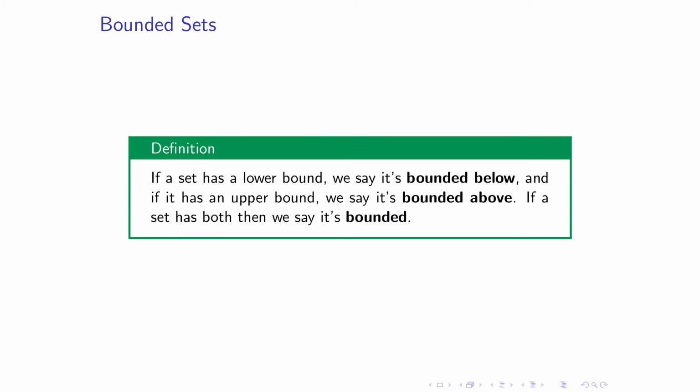Now, just for some further vocabulary, if a set has some lower bound, then we say it is bounded below. If a set has some upper bound, we say it is bounded above. And if it has both, we say that it is simply bounded.